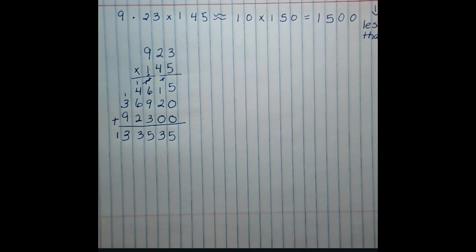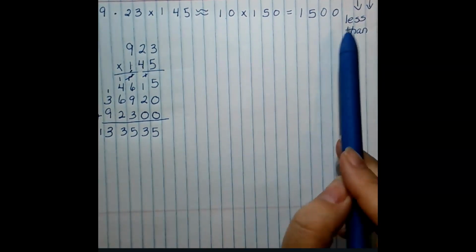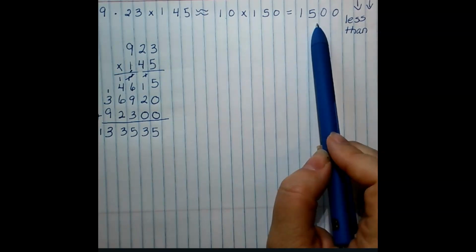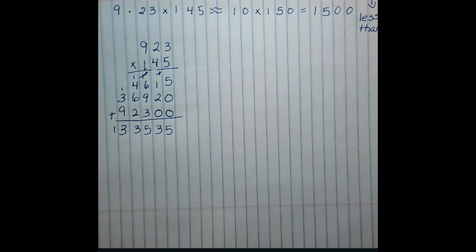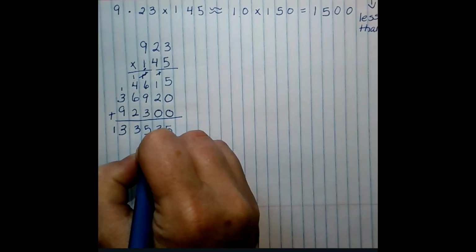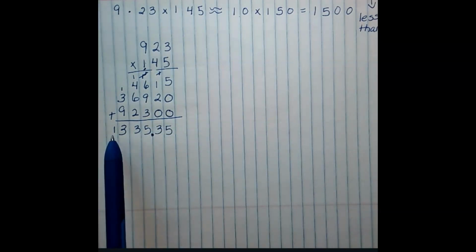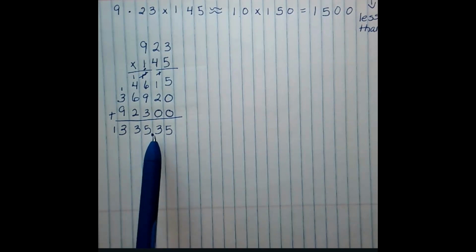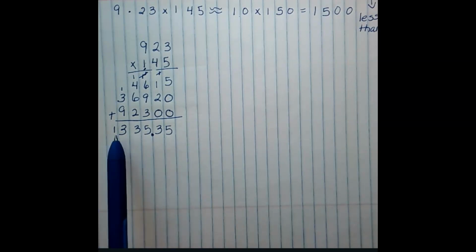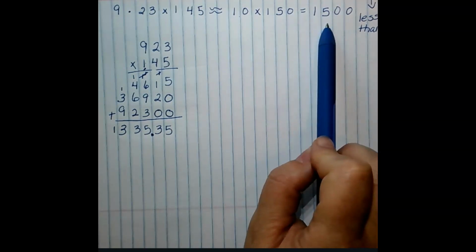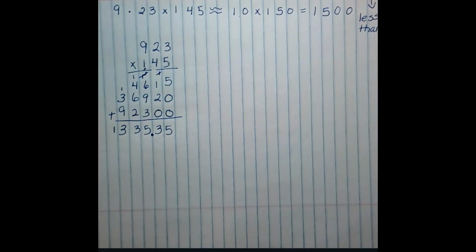So now I sort of have my answer, but not completely, because I still need to put the decimal back into it. Looking back up at our estimate, we found that our answer should be less than, but close to, 1,500. So now looking down here, I'm able to determine that if I put my decimal right here, that gives me 1,335 and 35/100. Well, this is less than, but close to, 1,500.